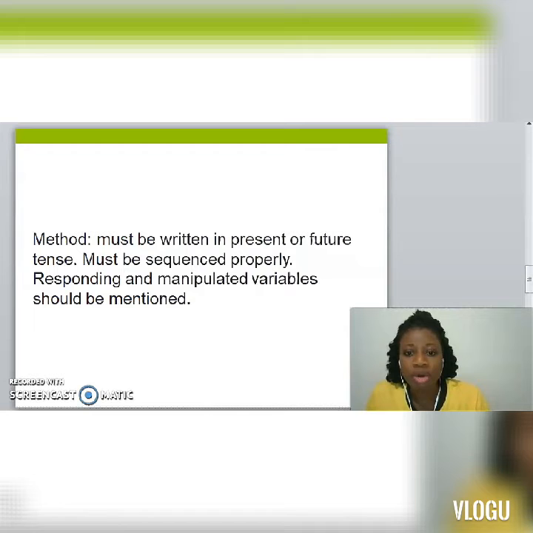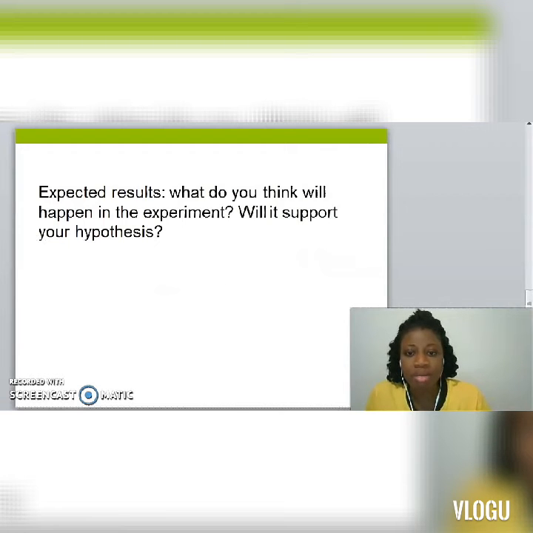Before we go into the variables, let me go into the expected results. The expected results would basically be what you think will happen in the experiment. Those questions that I write on the screen, will it support your hypothesis? That is what you are going to write.